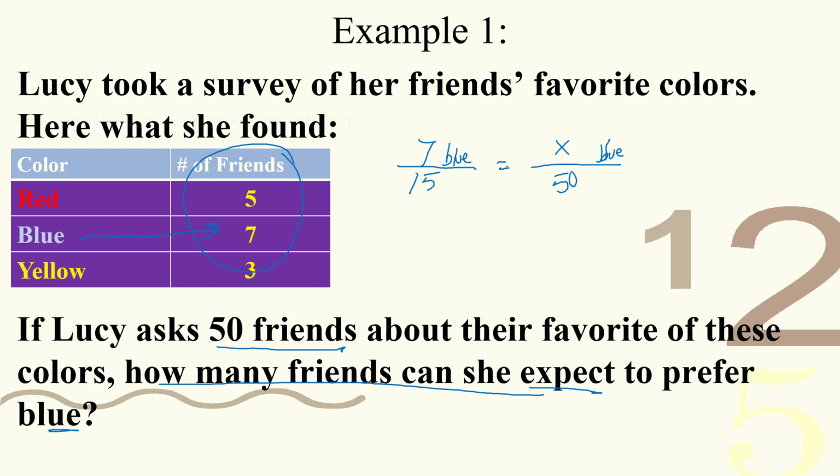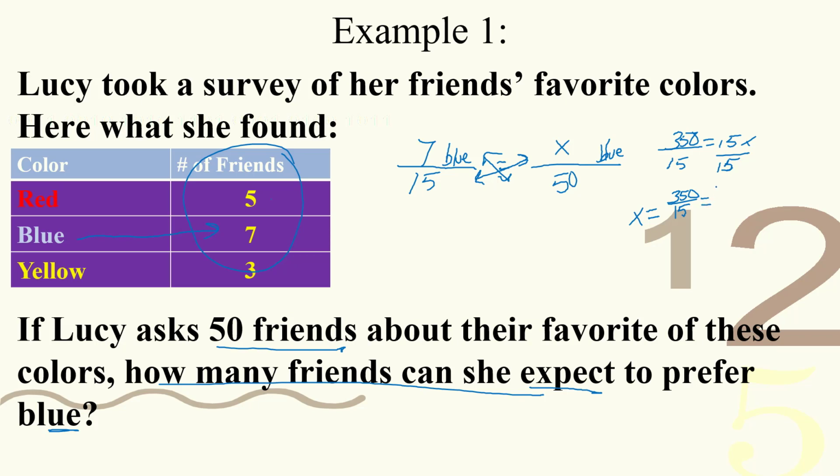Now, we can solve any proportion, and hopefully you remember that you can solve proportions by multiplying across. We call this cross multiplying. So 7 times 50 is 350. 15 times x equals 15x. And so we want to get x all by itself, and since x is currently multiplied by 15, we're going to divide both sides of the equation by 15. So x is equal to 350 over 15.